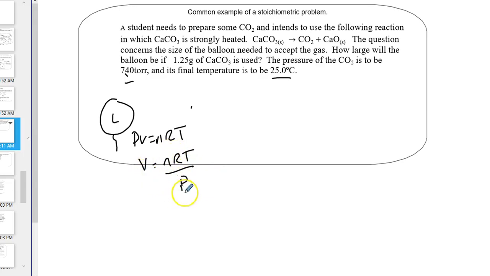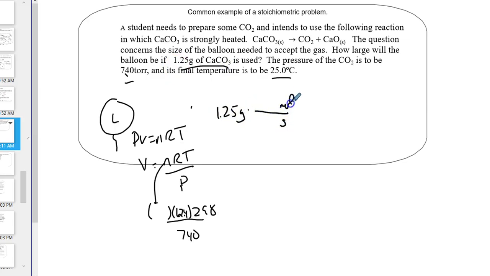So I have a lot of this stuff already. I have R, I have T, 298. I'm going to use atmospheres, so let's use 740 torr, so R is going to be 62.4, and then I just need my moles. That's moles of carbon dioxide, not moles of this guy, but from 1.25 grams, and grams to moles, and I'm going to jump from here to here because that's a linear relationship, and it's a 1-to-1 ratio. Then I'll get from the moles back to grams.